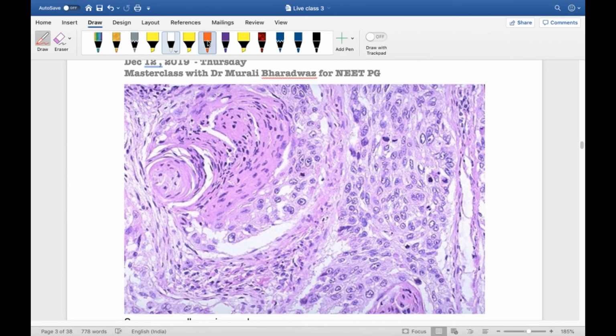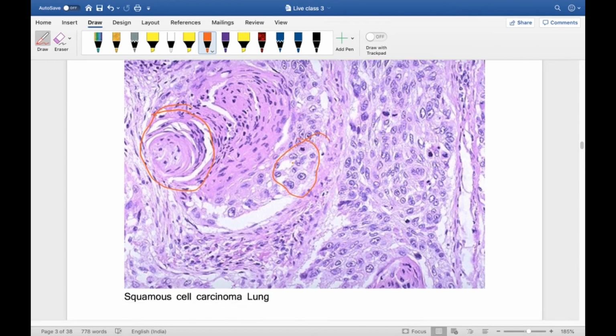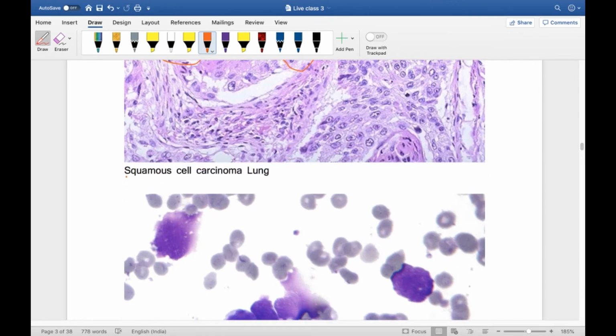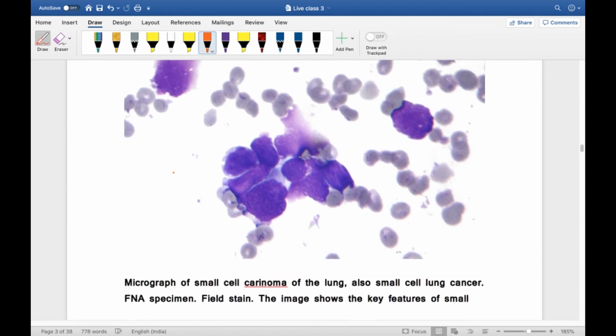So when you have done an assessment, what did you find out? Keratin pearls. This is how you should recognize it in the histology in tomorrow's exam, right? So once more we are talking about squamous cell carcinoma. Then what do you see here?